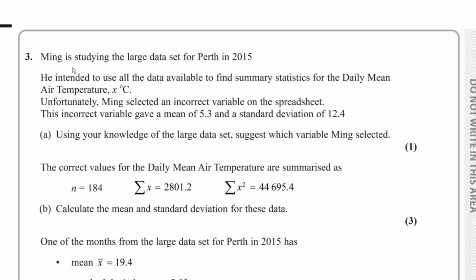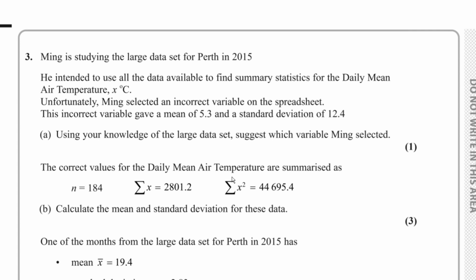Question number 3. Ming is studying the large data set for Perth in 2015. He intended to use all the data available to find summary statistics for the daily mean air temperature, x degrees C. Unfortunately, Ming selected an incorrect variable on the spreadsheet. This incorrect variable gave a mean of 5.3 and a standard deviation of 12.4. Part A. Using your knowledge of the large data set, suggest which variable Ming selected.